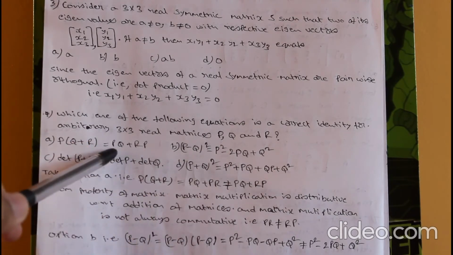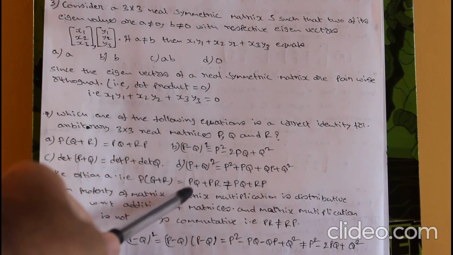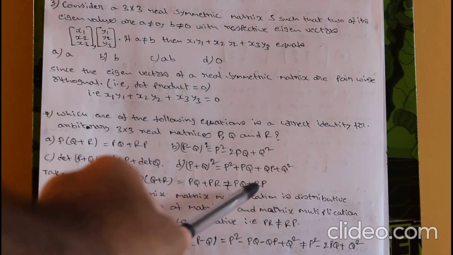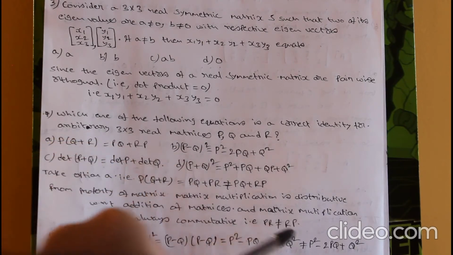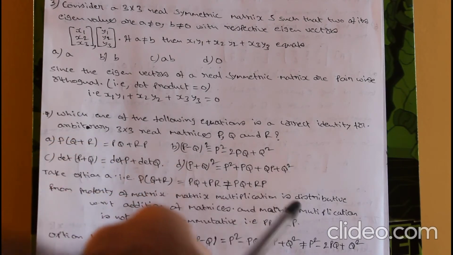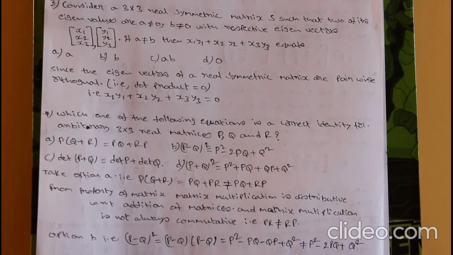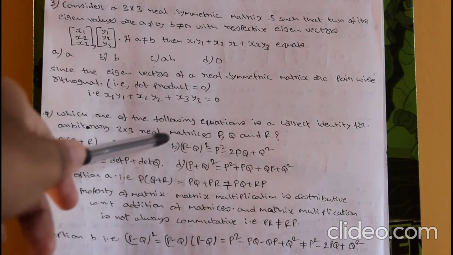In the given option, it is given PQ plus RP. Here what I got is PQ plus PR. So PR cannot be RP, as matrix multiplication is not always commutative. So option A is not correct, eliminated. Look at option B.